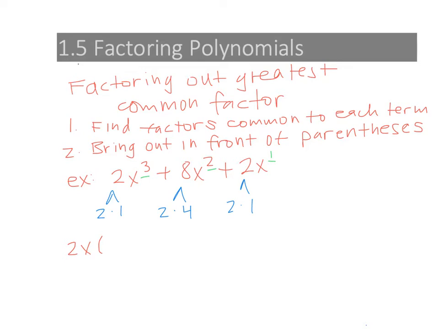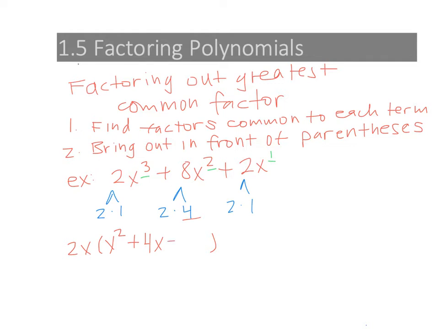And we're going to bring that out in front of parentheses, and in the parentheses we write down what's left after we take those factors out of each term. So if we take a 2 out of 2x cubed, we're going to be left with a 1, all right? But we don't actually have to write that. If we take an x out of x cubed, we're left with x squared. And then we look at the next term, include that plus sign. If we take the 2 out, we're going to be left with that 4, so we get plus 4. And if we take an x out of x squared, we're left with x.